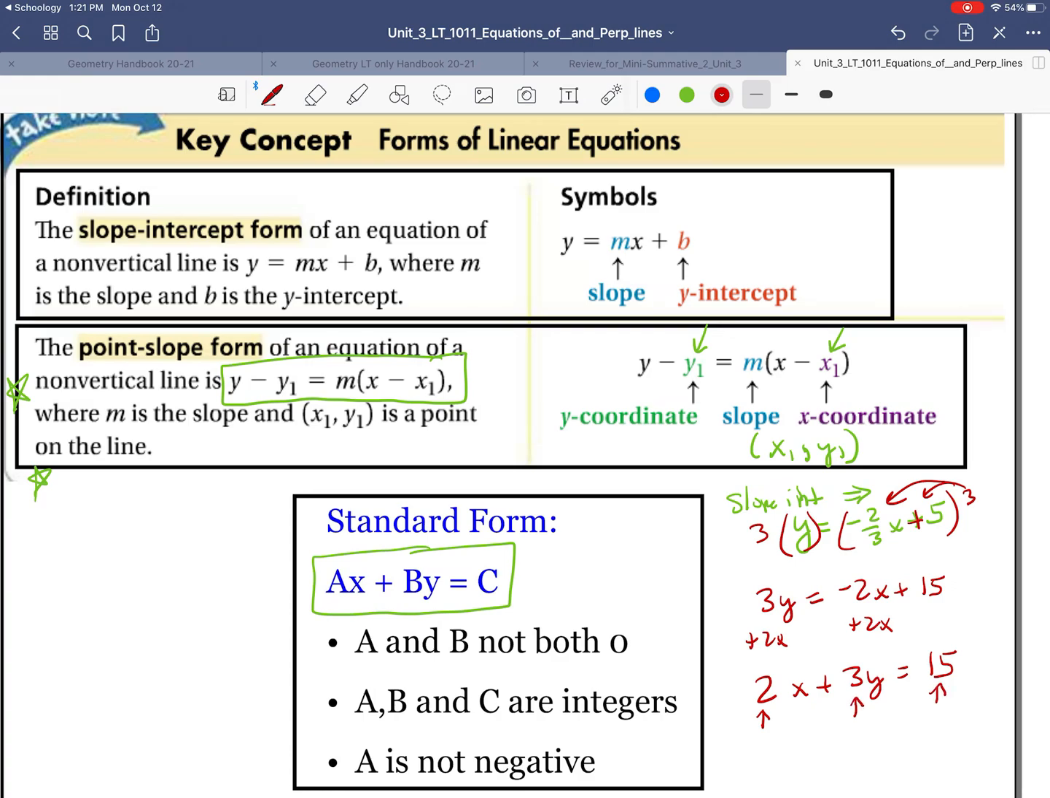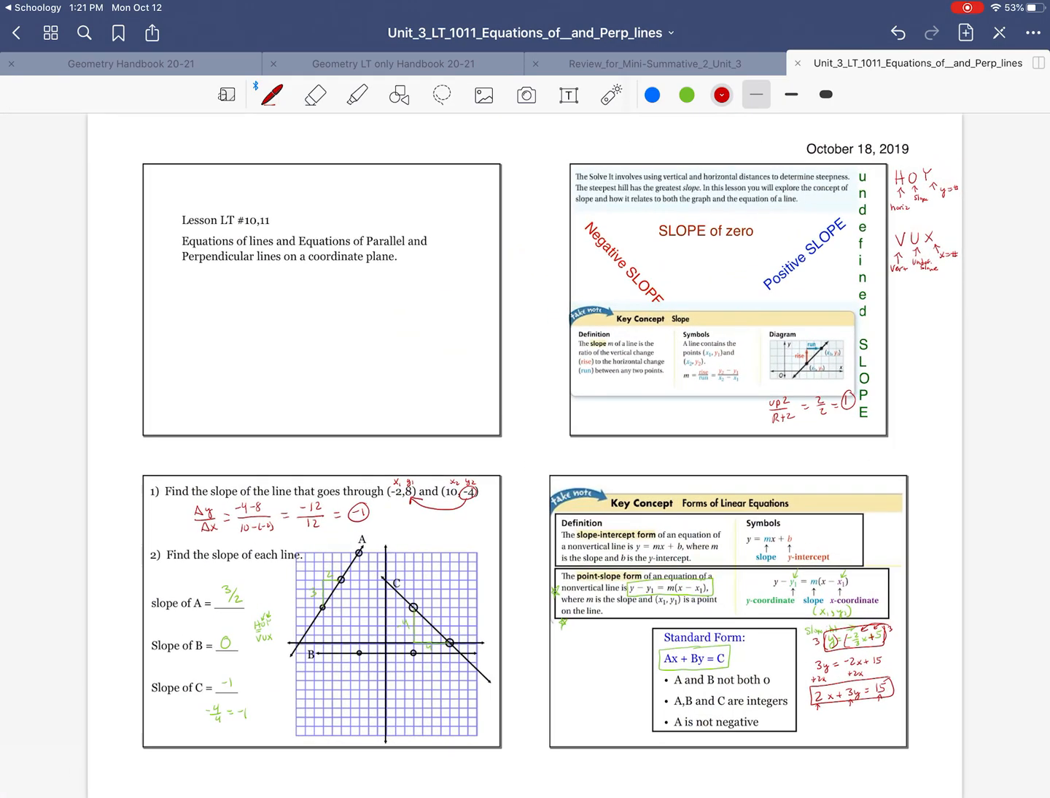A and B are not both 0? Check. A, B, C are integers. Yes, check. And that's why I multiplied by 3 to get rid of the fraction. And A is not negative. Check. So this is my standard form for the exact same line that I started with in slope-intercept form. So being able to fluctuate between the two will be very important.